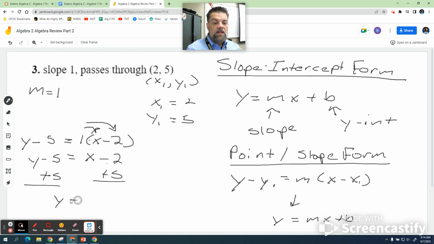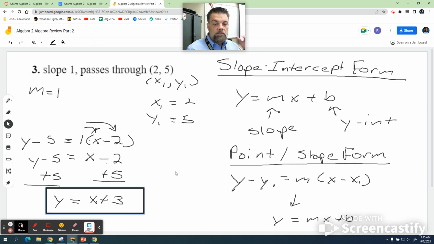I get y equals, now this is the interesting part. I saw some people have this wrong. So instead of thinking of it as negative 2 plus 5, couldn't you think of it as 5 minus 2? So if you do it that way, shouldn't that be a positive 3? And that's the answer. Any questions on that?